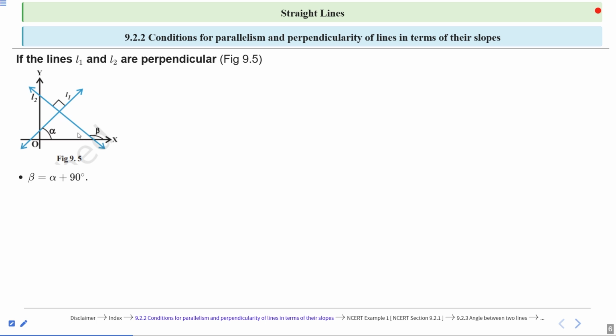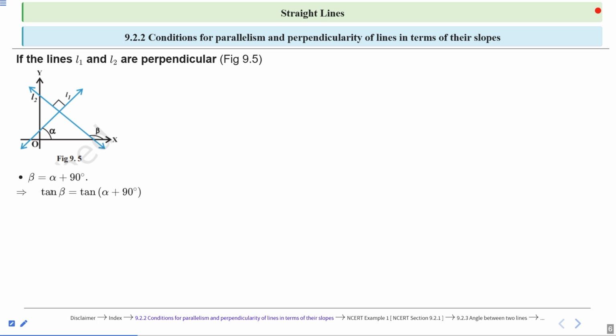Then this angle will be 90 degrees minus alpha. And 90 degrees minus alpha and beta are supplementary angles, so beta will be 90 degrees plus alpha. So beta is equal to alpha plus 90 degrees.